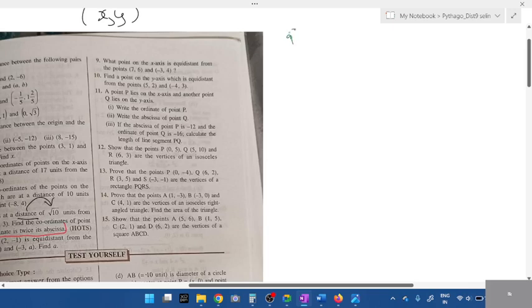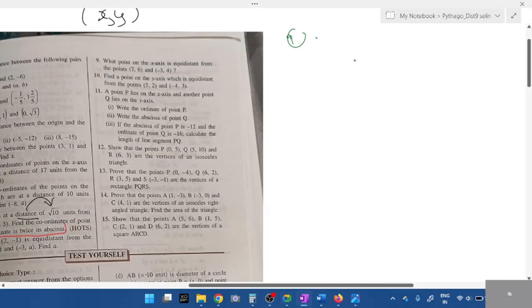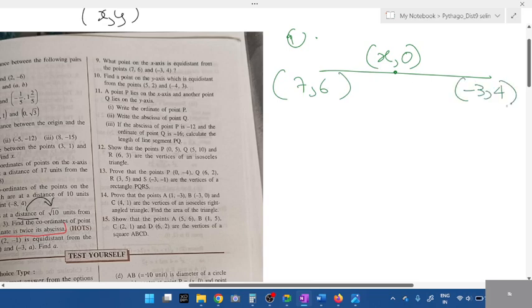Next one. What point on the axis is equidistant? See, what point on the x-axis is equidistant? Which axis they mentioned? So for the x-axis, what did I tell you all to take? X will remain as it is, y value will be 0. This is equidistant for how many points? What are the other 2 points? 7, 6 and minus 3 and?